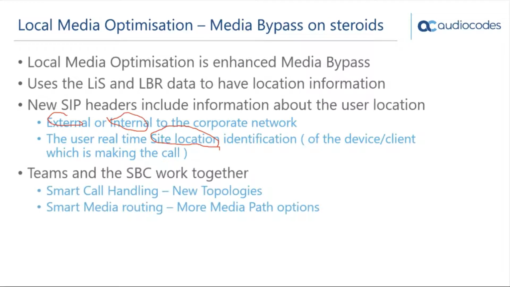So this means that Teams and the SBC can now work together, which gives you what we call smart call handling. So it's a couple of extra options basically. So we can now have new topologies in Teams and also many more media path options. So let's look at those in a bit more detail.